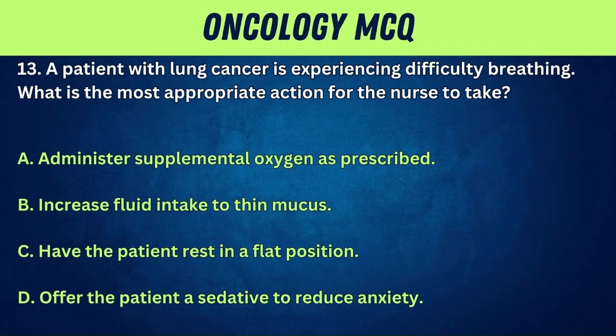13. A patient with lung cancer is experiencing difficulty breathing. What is the most appropriate action for the nurse to take? A. Administer supplemental oxygen as prescribed. B. Increase fluid intake to thin mucus. C. Have the patient rest in a flat position. D. Offer the patient a sedative to reduce anxiety.